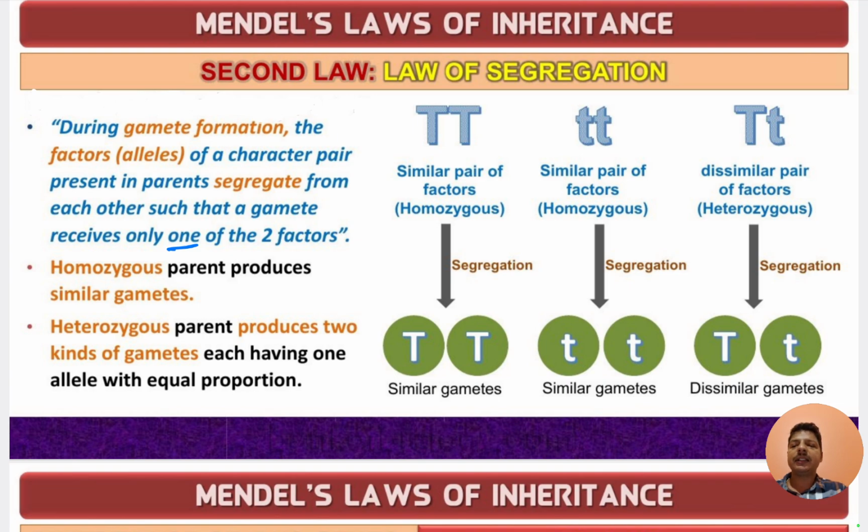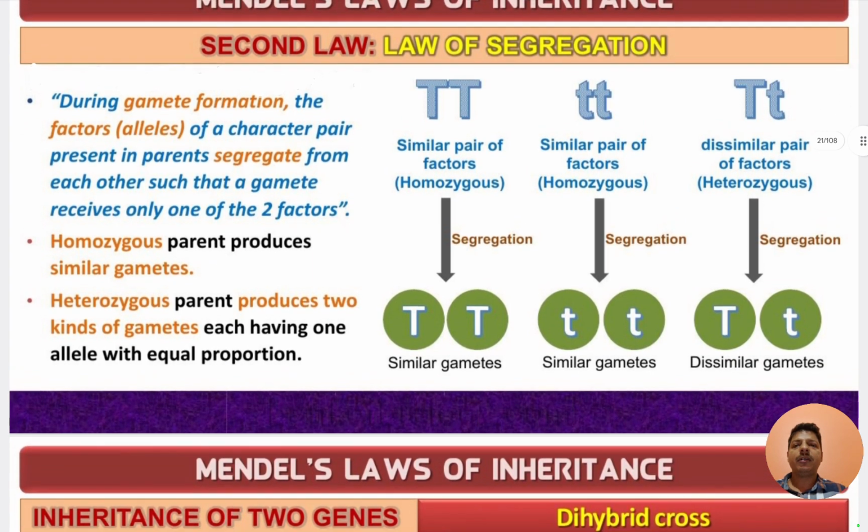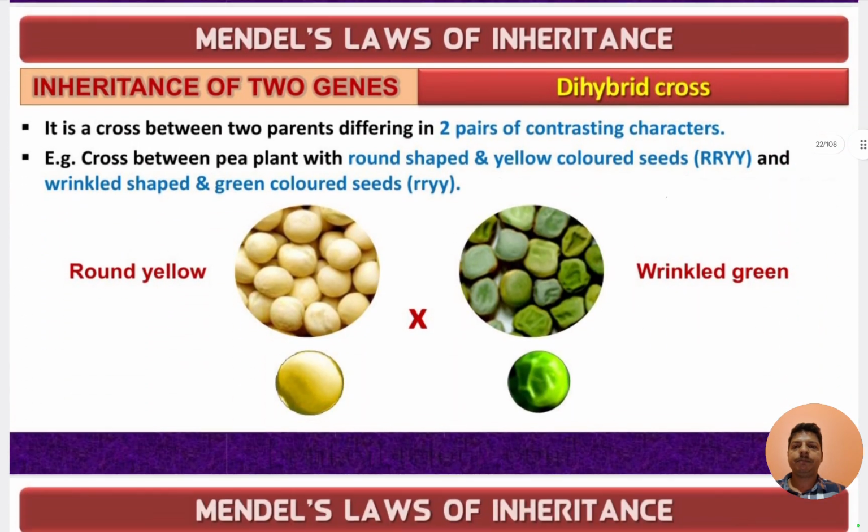Homozygous parents produce similar gametes. Heterozygous parents produce two kinds of gametes, each having one allele and in equal proportion. Here you can see a similar pair of factors, homozygous, similar gametes are formed. Similar pair of factors, homozygous, again similar gametes are formed. Dissimilar pair of factors, heterozygous, dissimilar gametes are produced. It is the second law, or law of segregation.